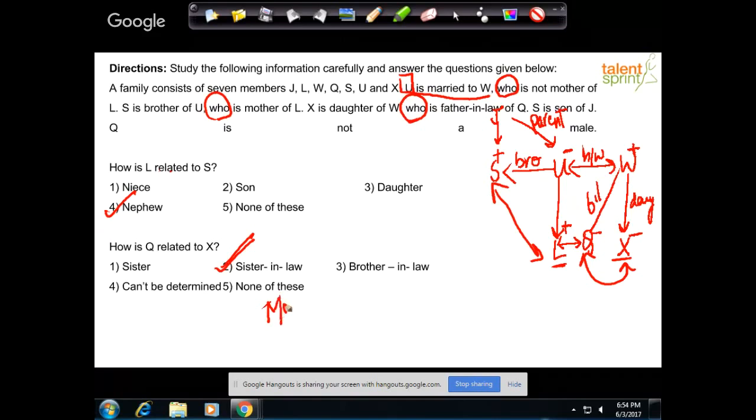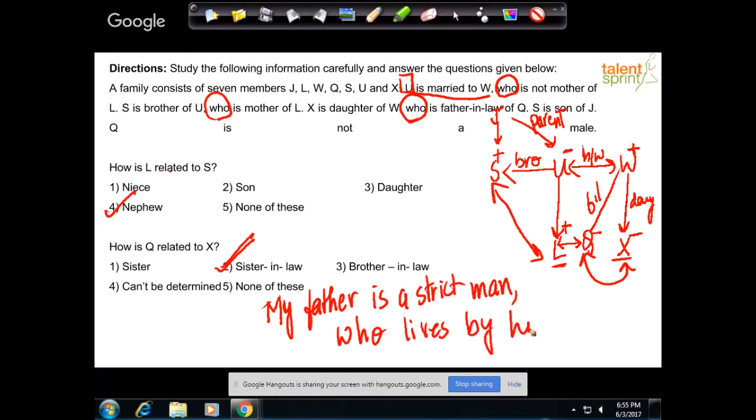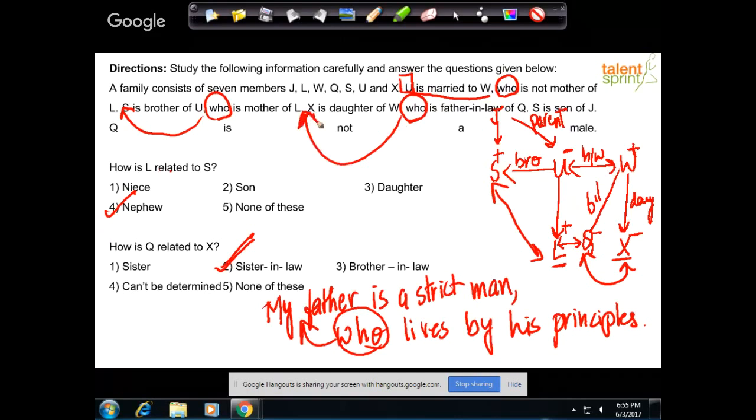My father is a strict man who lives by his principles. What have I done here? When I say who, it refers to my father. Simply, in this sentence, who refers to U. In this sentence, who refers to S. And in this sentence, who refers to X. I hope that the usage of the word who is clear to all of you.